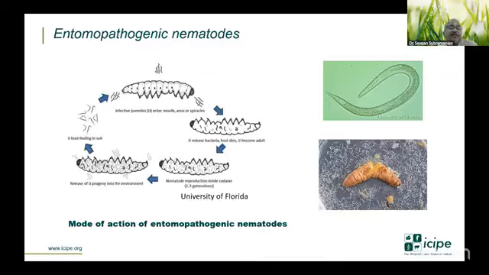The next group of biopesticides is the entomopathogenic nematodes. Clearly, the mode of action is they can infect through the spiracles and also the openings of the insect.